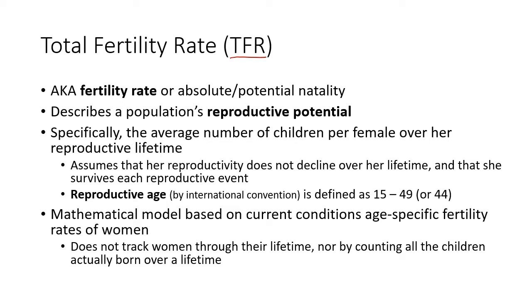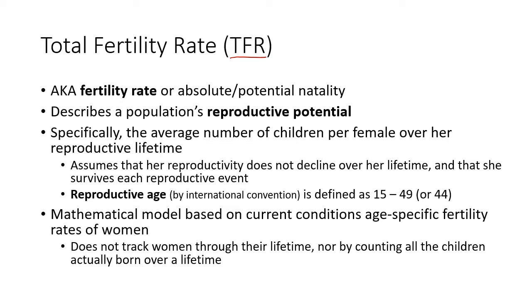Okay, so you're not tracking females. You're not taking census records and looking at one woman over the course of her entire reproductive lifetime and saying how many is she having. You're doing this on a societal basis based off of medical records, hospital records, and you're averaging it over all the women in that society over their reproductive lifetimes. Okay. It's going to assume that her reproductivity does not decline over her lifetime, which it does biologically speaking, and that she survives every reproductive event, which even with modern medicine is not a guarantee.